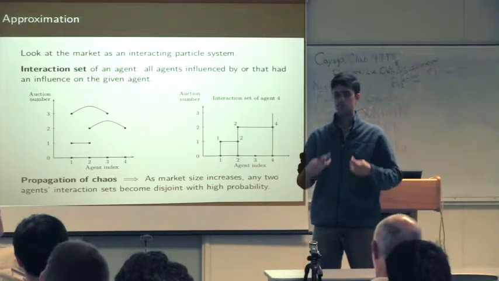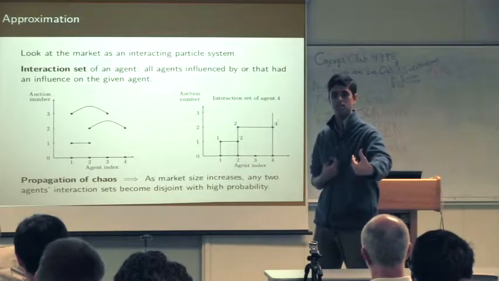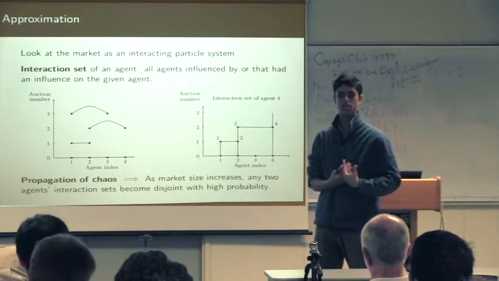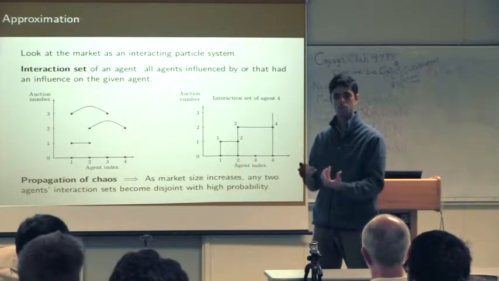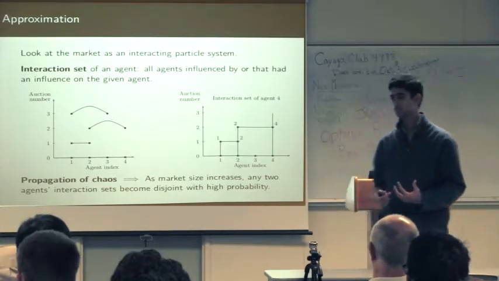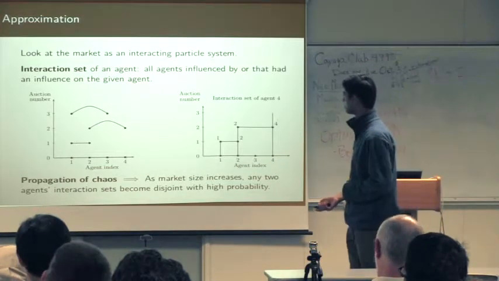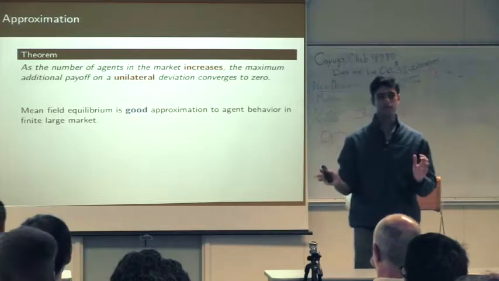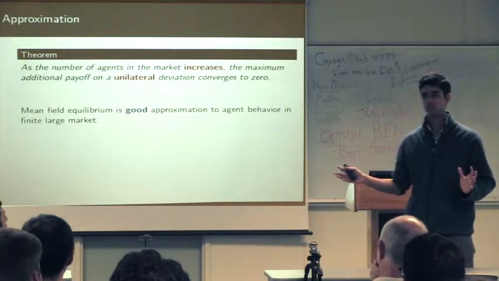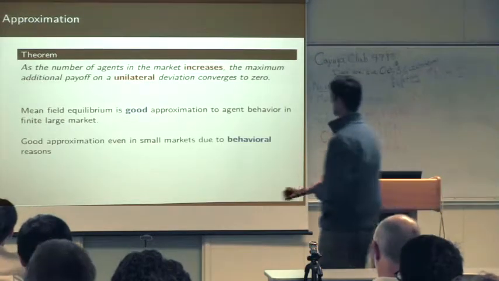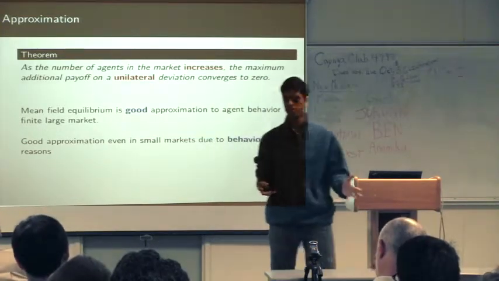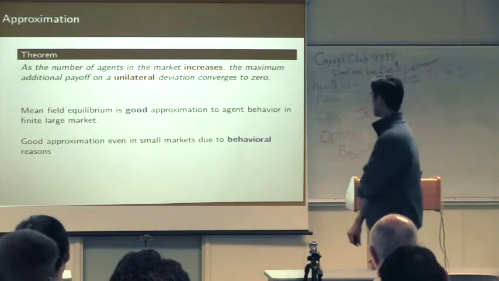In particular, from an agent's perspective, the competitors they see in any auction would be independent from them because they have never interacted with them, and hence the bid distribution will be close to the one they assume in a large market, and hence the strategies would be close. So what this means is that mean field equilibrium is also a good approximation for agents in a finite large market. And due to behavioral reasons, it could be a good approximation even in small finite markets, where there are few agents.